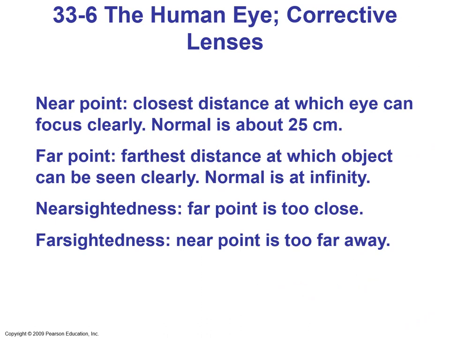Near point is defined as the closest distance at which the eye can focus clearly, normally about 25 centimeters. Far point is the farthest distance at which an object can be seen clearly, normally at infinity. Nearsightedness is the condition where the far point is too close, and farsightedness is the condition where the near point is too far away.